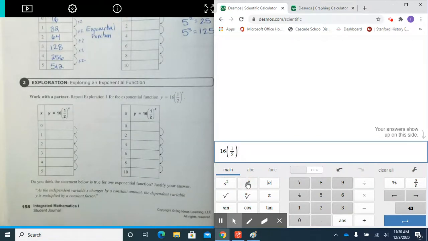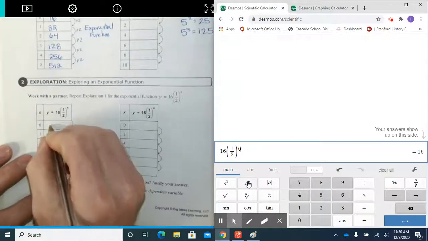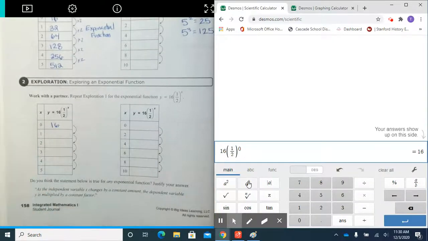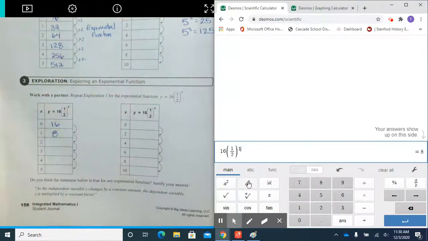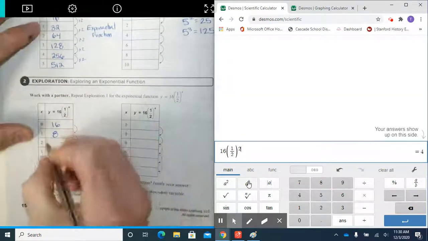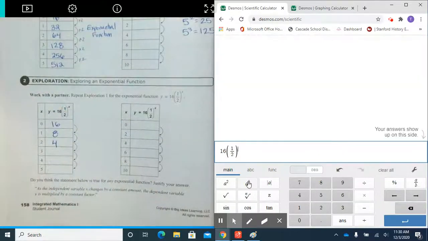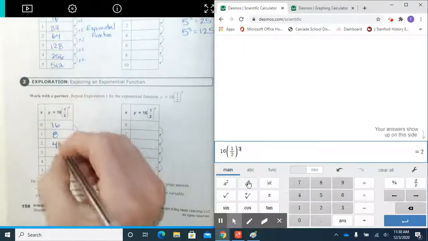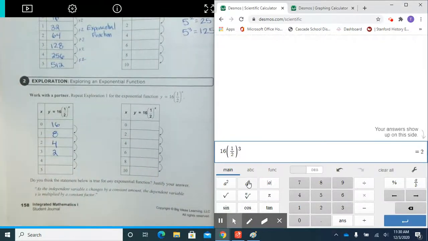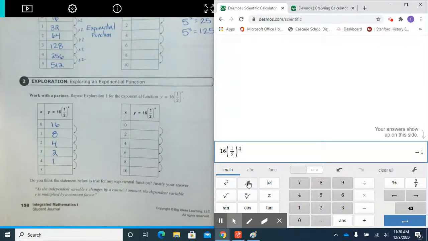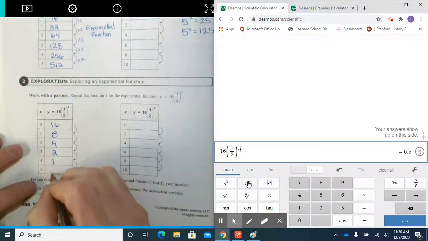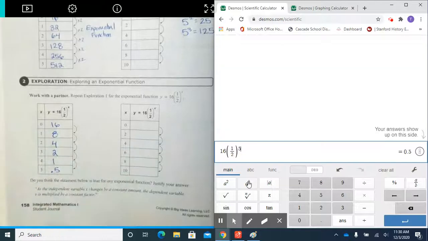And then let's do 0, just like it did. 0 gives us 16. Then 1 is 8. 2 is 4. 3 is 2. 4 is 1. And 5 is 0.5 or 1/2.